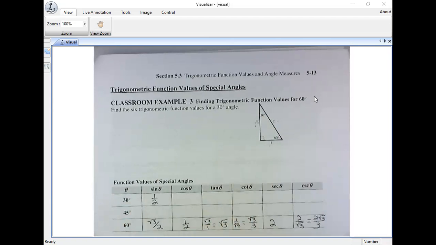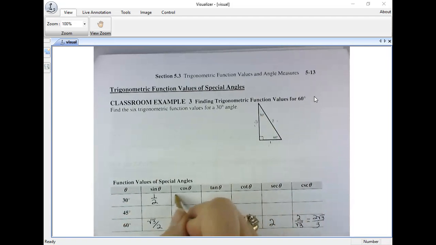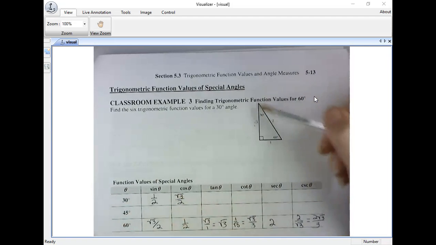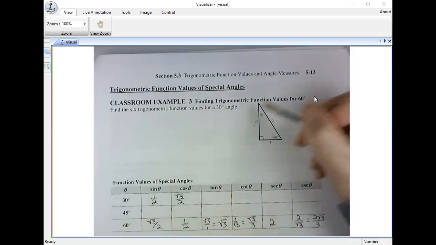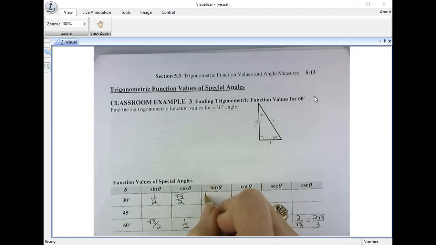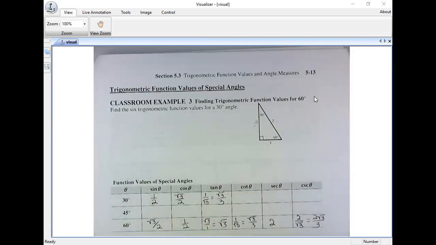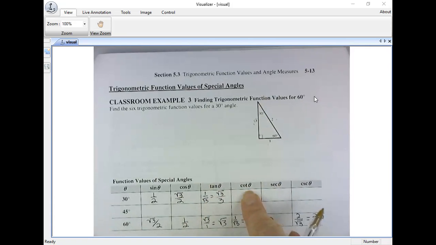What would the cosine of 30 degrees be? Very good. Square root of 3 over 2. Cosine of 30 is adjacent over hypotenuse. Tell me about tangent. Tangent of 30. Good. It's opposite over adjacent. So 1 over the square root of 3 is square root of 3 over 3, which is going to be the same as the cotangent of 60. That'll match the tangent of 30. Now, the cotangent of 30 is what? Square root of 3, because it matches the tangent of 60.